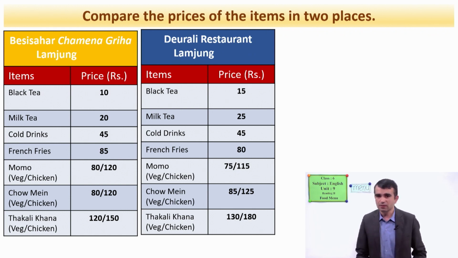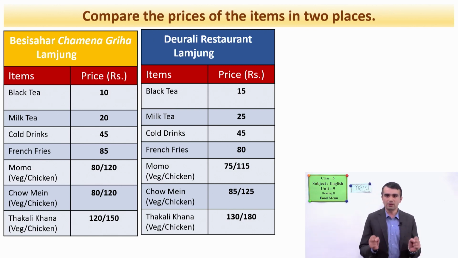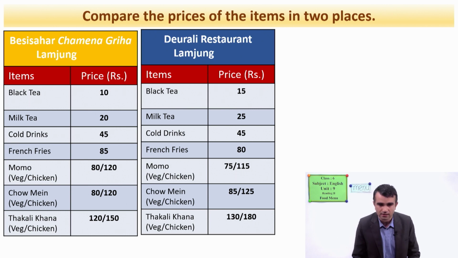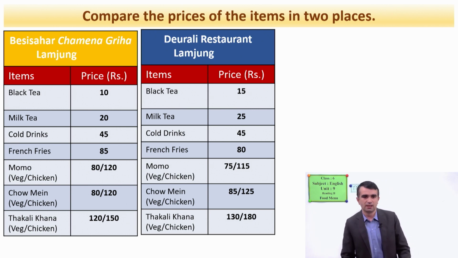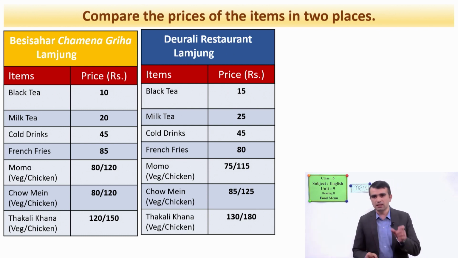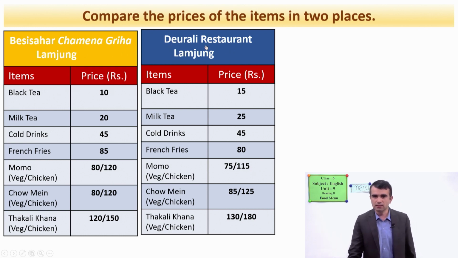Now compare the prices of the items in two places. You have learned the structure of comparison in the previous lesson in grammar, haven't you? Well, now there are some items and their prices in two different restaurants. One is Besisar Chamenagriya Lamjung, another is Devrali Restaurant Lamjung. They have their own items. How many items are there? You can count in one restaurant.